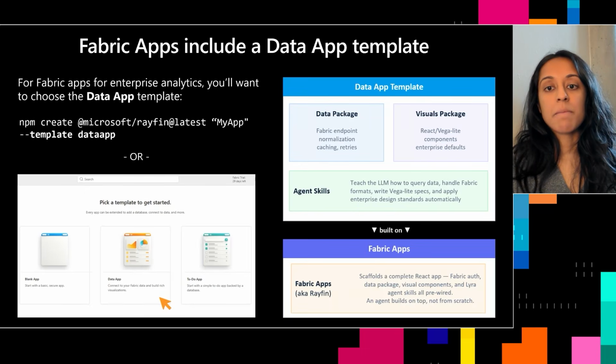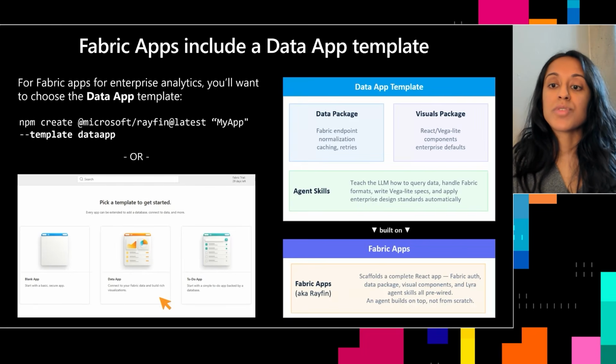So the data app template is really comprised of three key things. First is a data package that allows you to securely connect to your Fabric data. And next is a visual package, which is using a Vega Lite component and React components so that you're getting visualizations that are really optimized for AI, make it really great for building a ton of different flexible visuals while also staying true to certain enterprise-grade defaults.